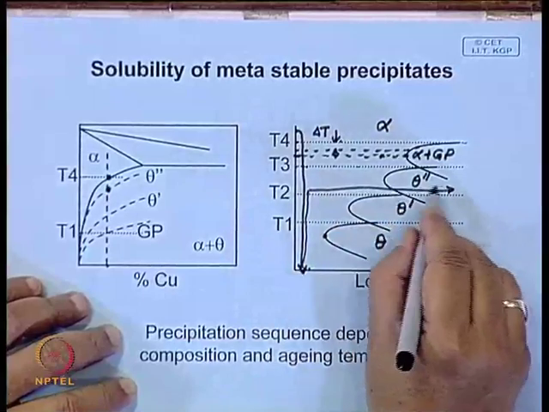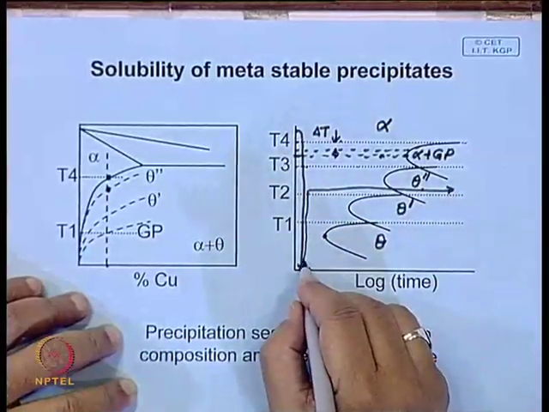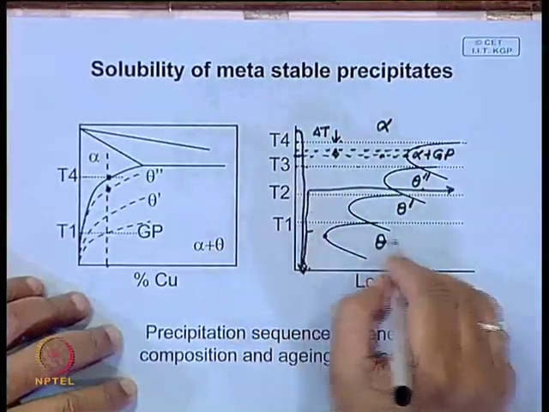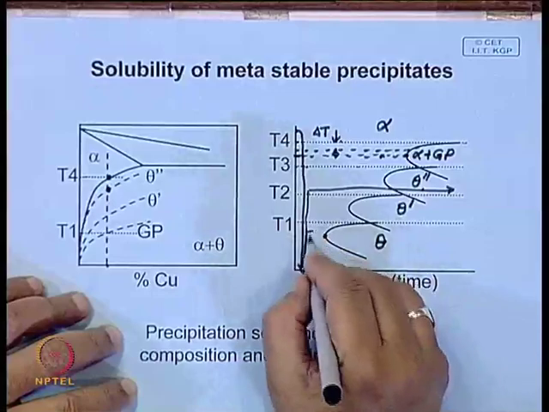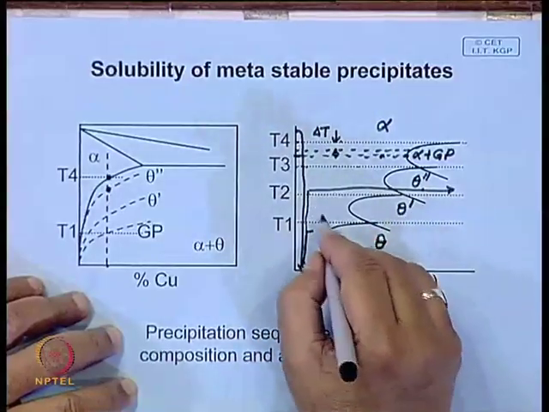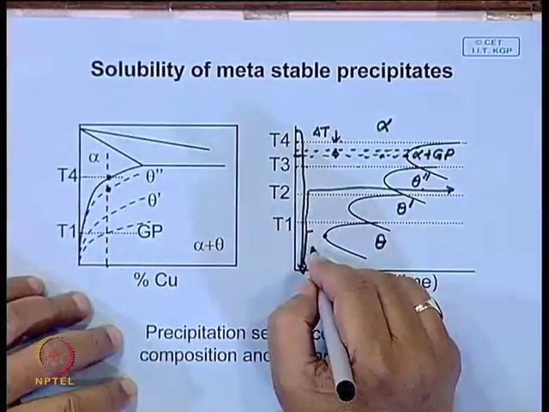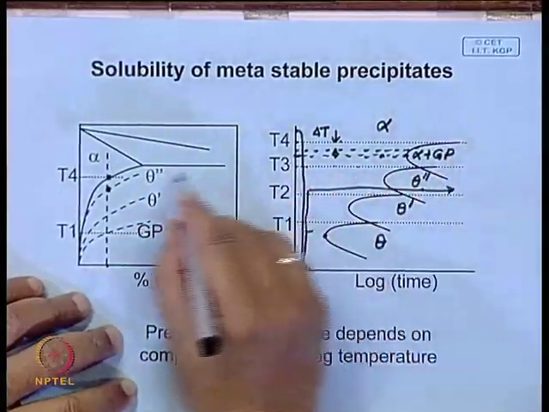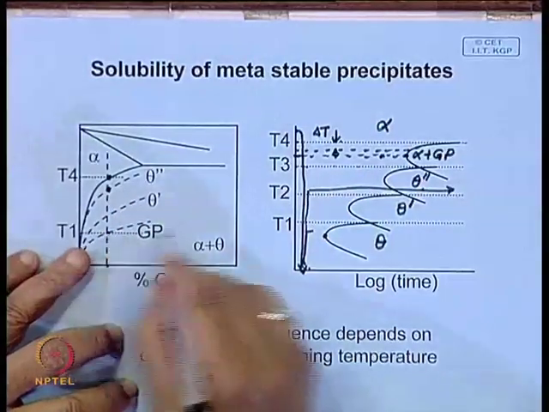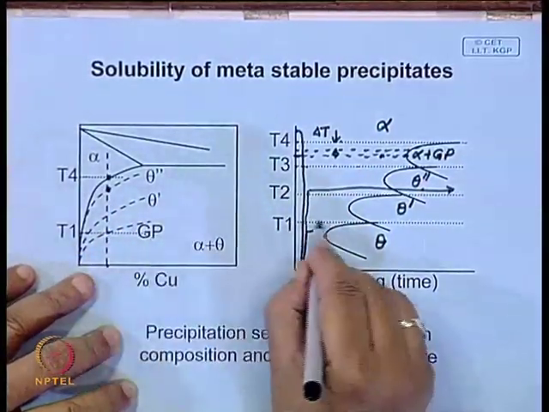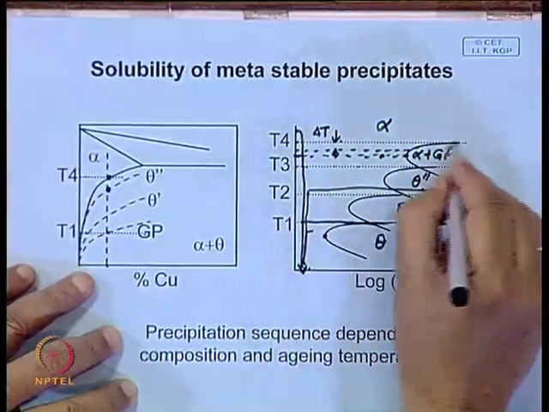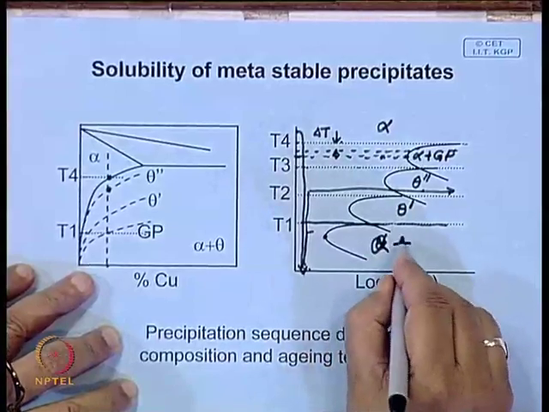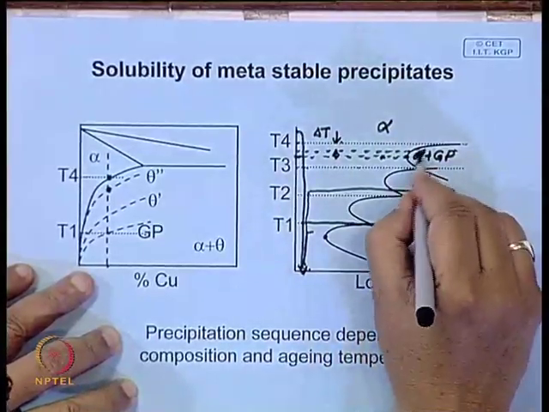If you age it here, you will get theta double prime. If you age it, say, normal aging, so I think you need to make a correction. This is the GP zone actually. So, I think here you will have alpha plus GP zone.